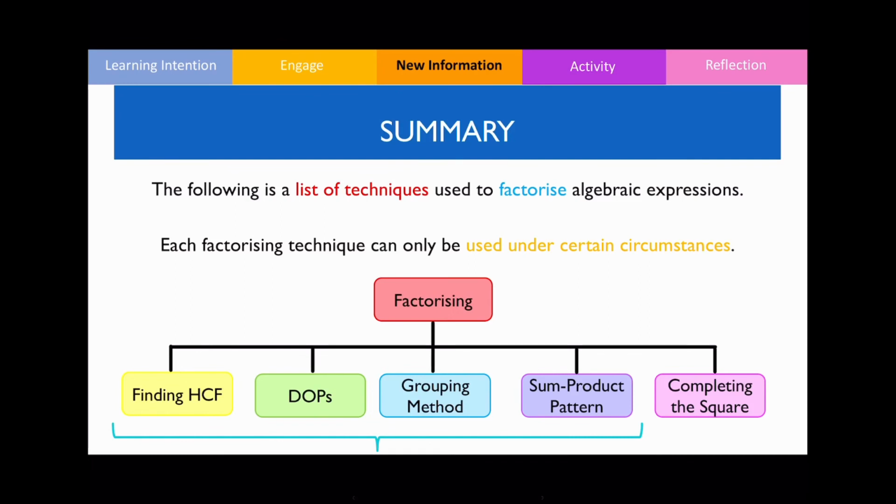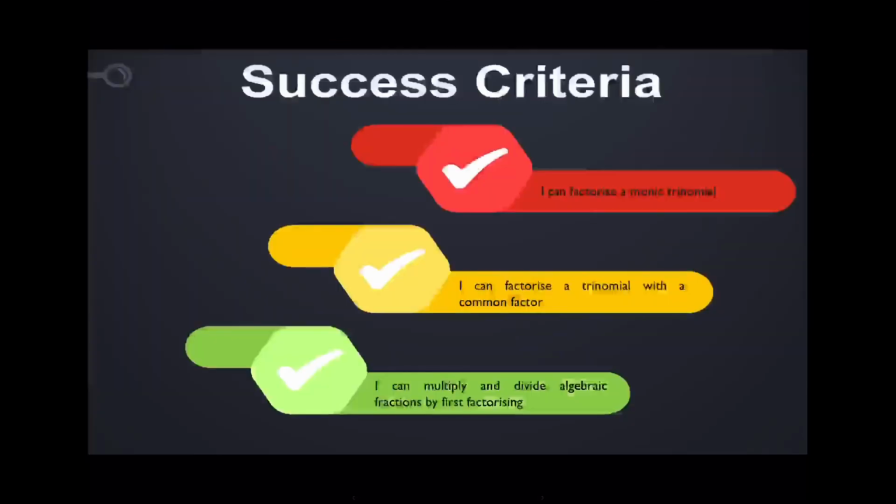In the next lesson, we're going to be looking at how we factorize non-monic quadratics that don't have a common factor present at all. Hopefully you should be able to address all 3 success criteria.